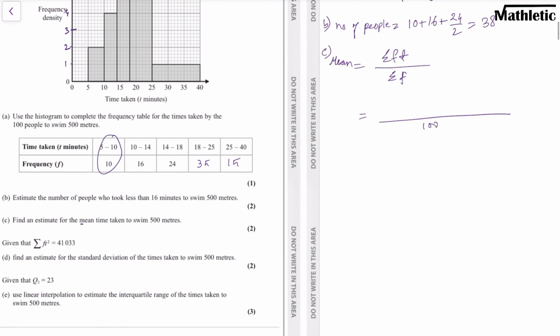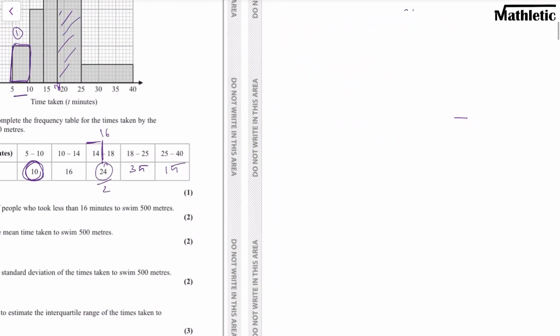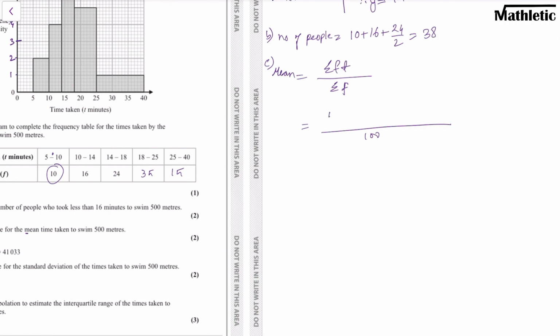So for the sum, you need to multiply this. The midpoint of this is 7.5 into 10. I'm including the complete step, so 5 plus 10 divided by 2 will give me the midpoint of this, into frequency 10, plus the midpoint of this, which is 12. You can directly use 12. I'm just including the complete step.